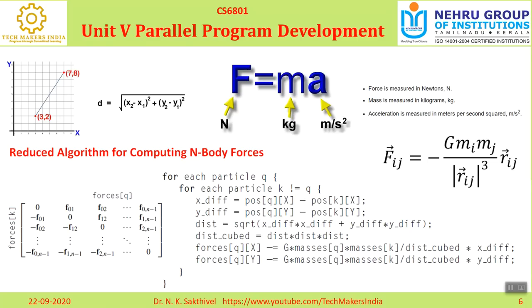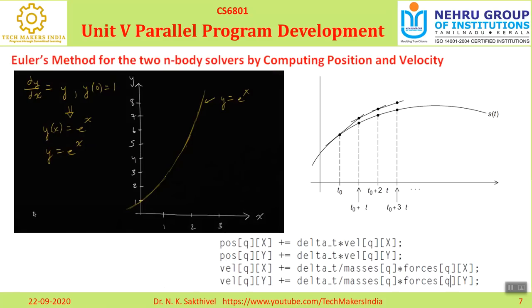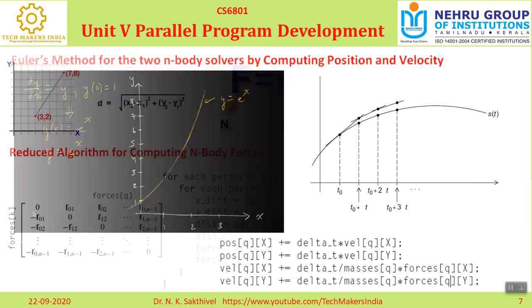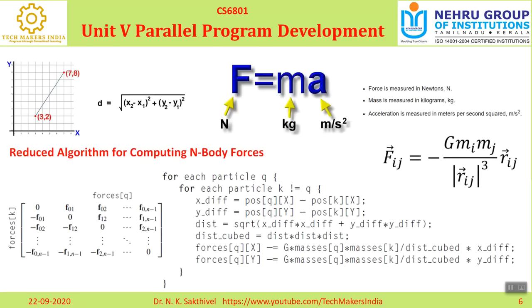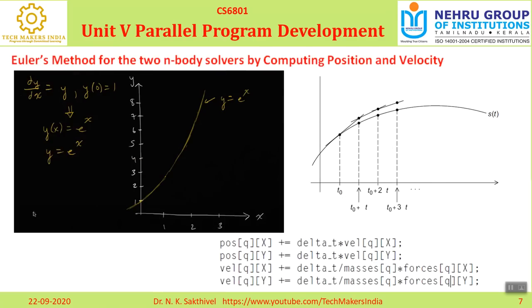With this idea, we are moving to another mechanism called the Euler method. The Euler method is the supporting mechanism which will help the reduction algorithm to calculate position and velocity. Okay, so already, this is what is called Euler's method.